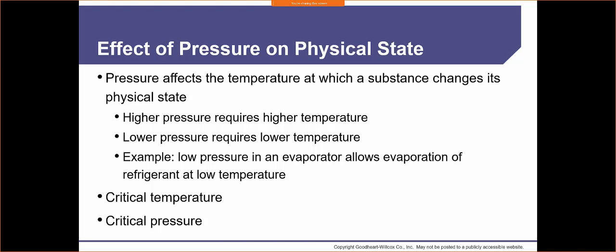Higher pressure requires higher temperature. Lower pressure requires lower temperature. An example: low pressure in an evaporator allows evaporation of refrigerant at a low temperature. We also have the critical temperature and critical pressure. We'll explain those here in a second.